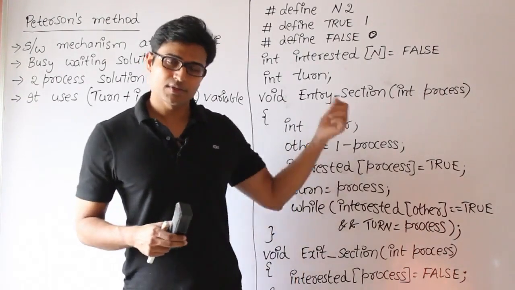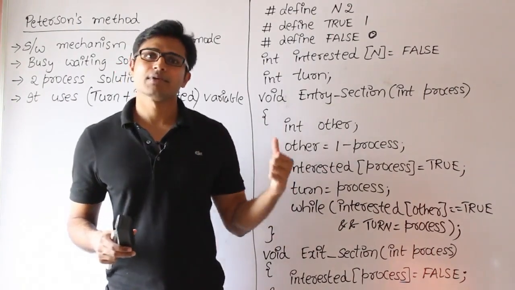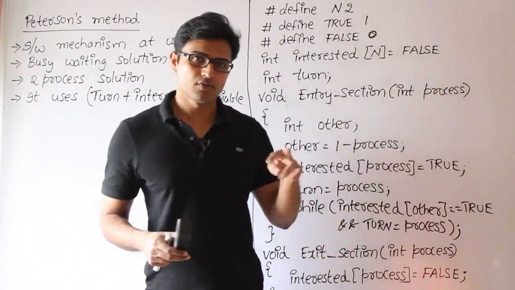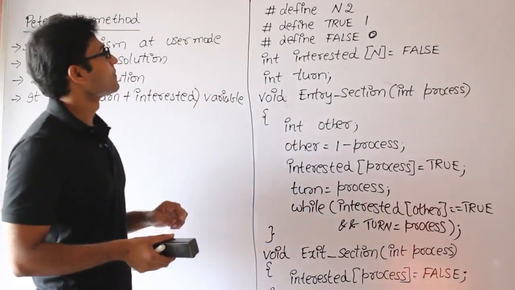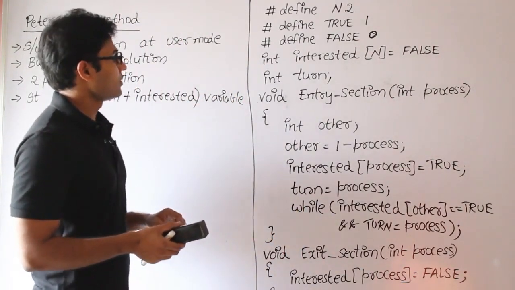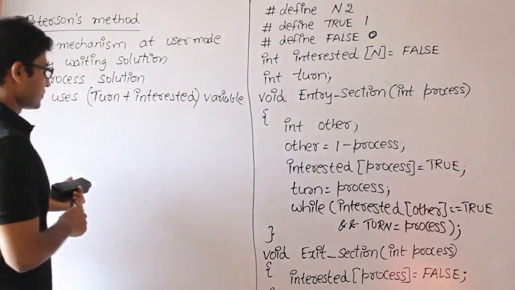Okay, I'll just explain this algorithm, and then I'll take two processes and trace out what happens to this algorithm if two processes are going to run in parallel. Now let's see this. The algorithm is like this. This is the entry section. I think you remember this.